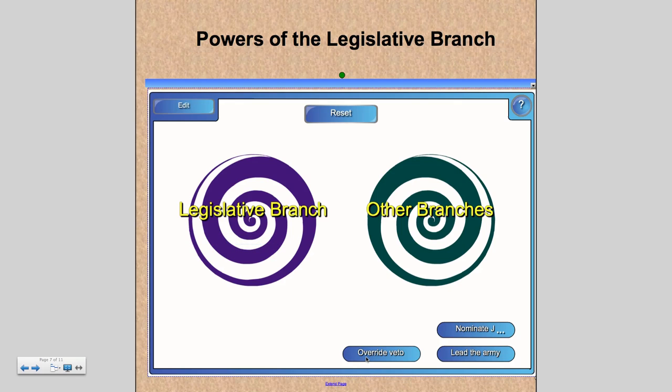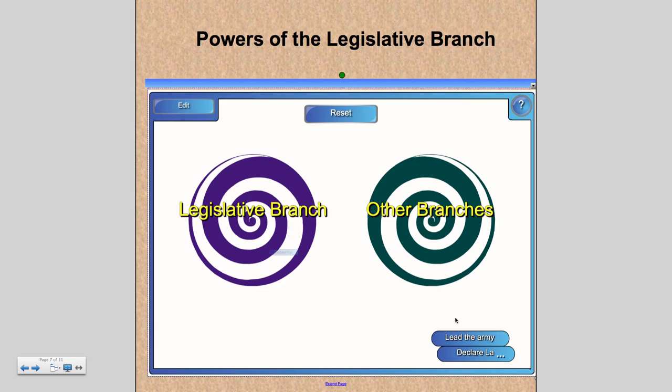Override a veto. We said that the executive branch can actually veto laws the legislative branch makes, but as another check, the legislative branch can actually override those vetoes. Nominate judges. We said that the legislative branch has to approve those nominations, but the executive branch actually makes the nominations. Declare war. The executive branch is thought of a lot to be doing with declaring war, but it's actually the legislative branch that has to do it.